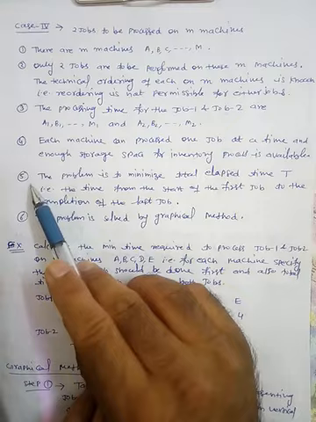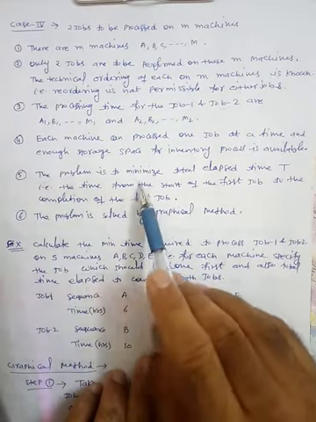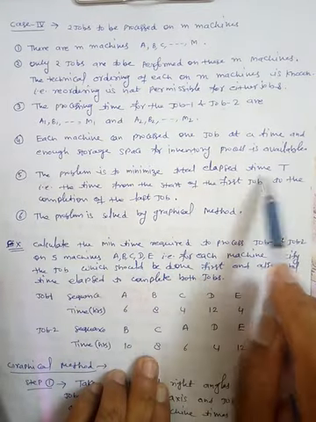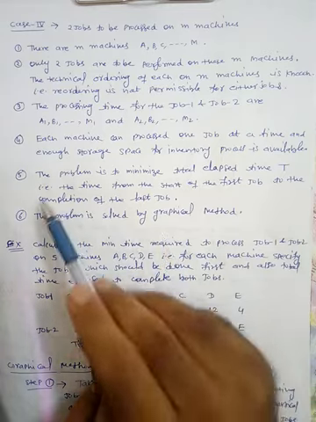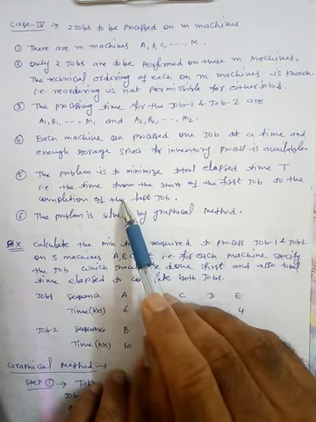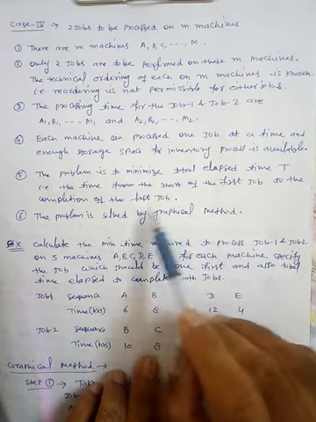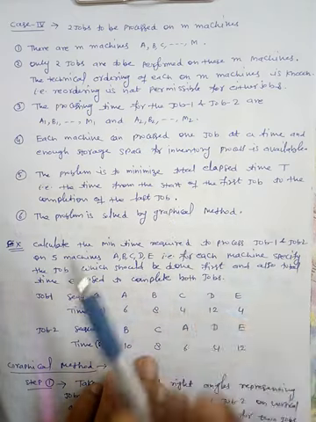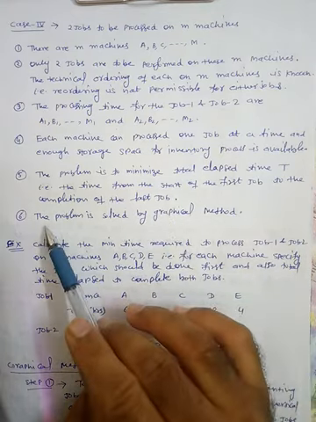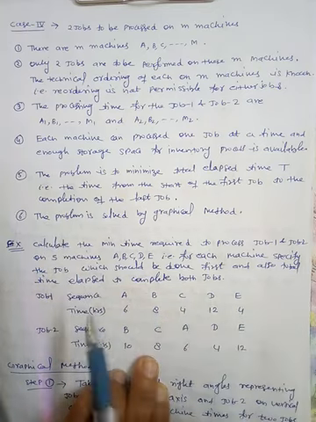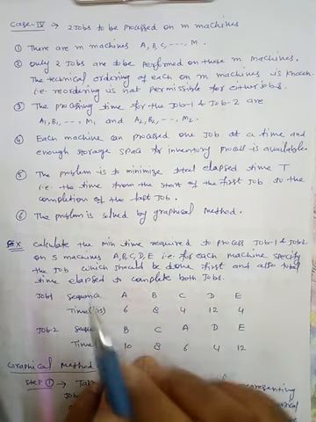Fine. Now the fifth one. The problem is to minimize total elapsed time, capital T. That is the time from the start of the first job to the completion of the last job. Now the sixth point is that the problem is solved by the graphical method. So we will solve this problem by the graphical method.